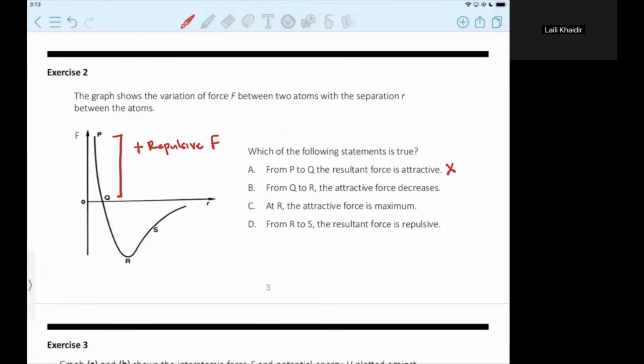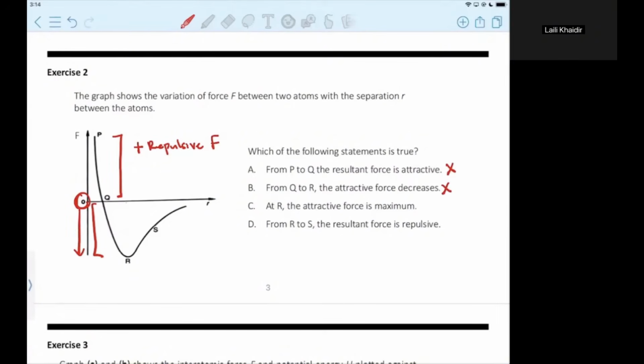Okay, we look at option B. From Q to R, the attractive force decreases. So what about from Q to R? From Q to R, the value of force started off with the value of 0, and even though it is going downward, the value is actually increasing in negative value. So this statement is also wrong.